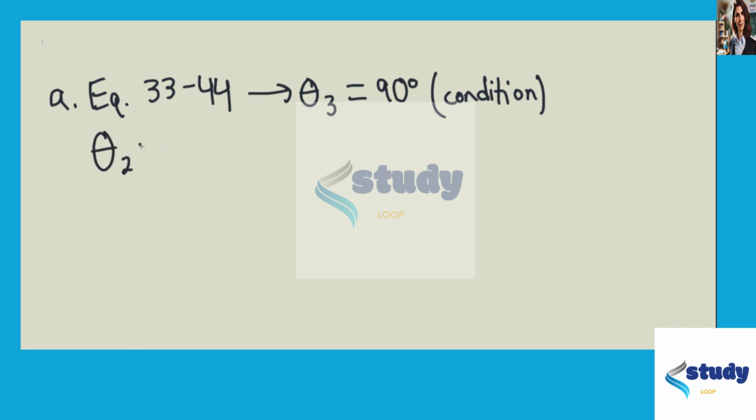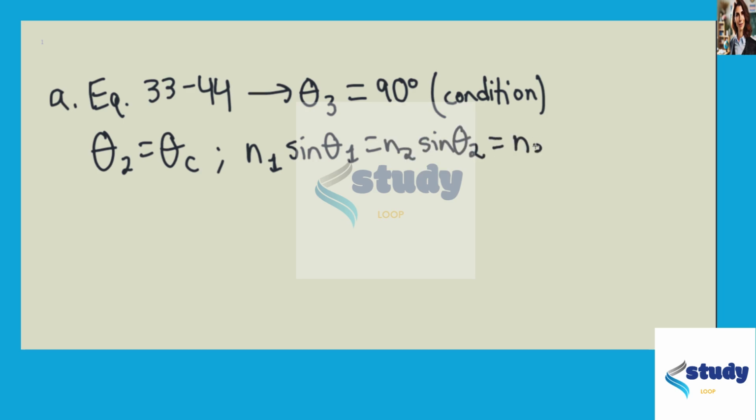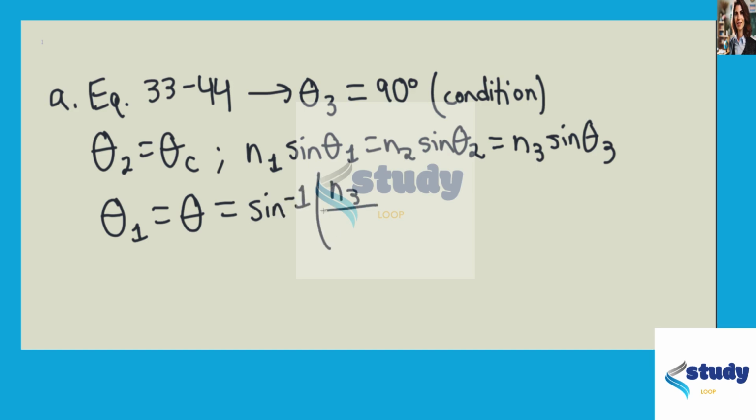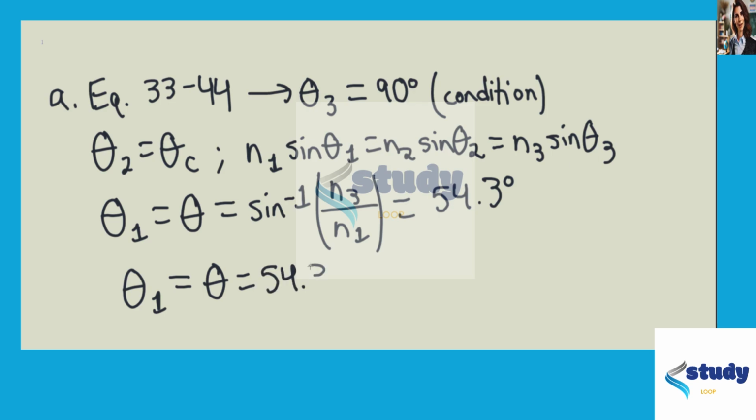Thus, here we know that theta sub 2 equals the critical angle, and we can simply say that according to Snell's law of refraction, n sub 1 sine theta sub 1 equals n sub 2 sine theta sub 2, and n sub 3 equals sine of theta sub 3. Therefore, theta sub 1 would be equal to arc sine of the refractive index n sub 3 divided by the refractive index n sub 1. This equals 54.3 degrees. So we find theta sub 1 equals theta equals 54.3 degrees. This would be our final answer for part A.